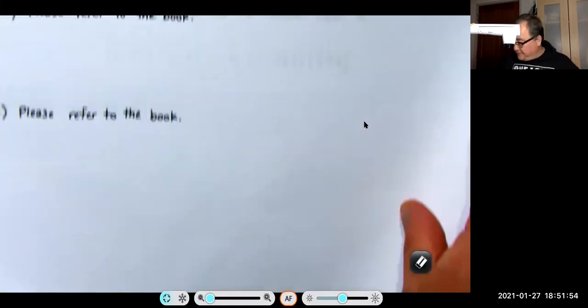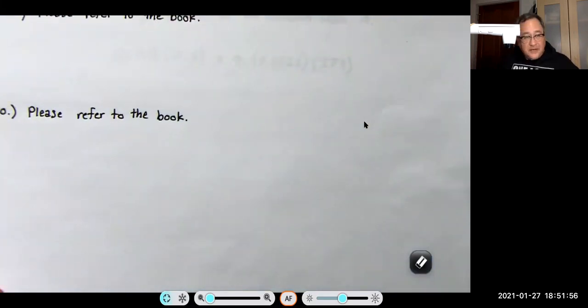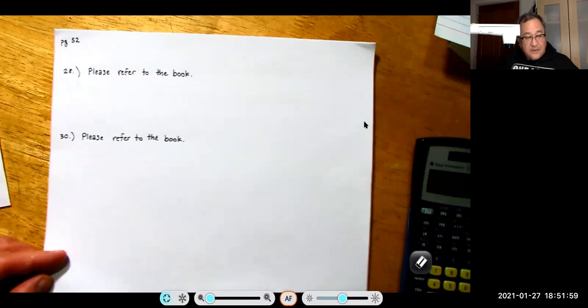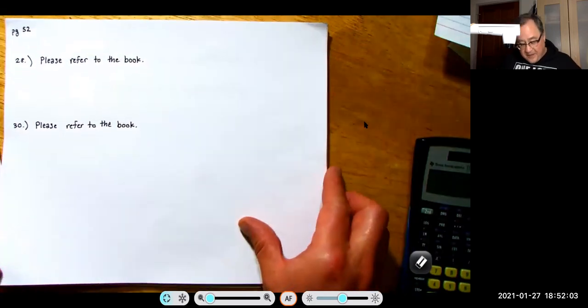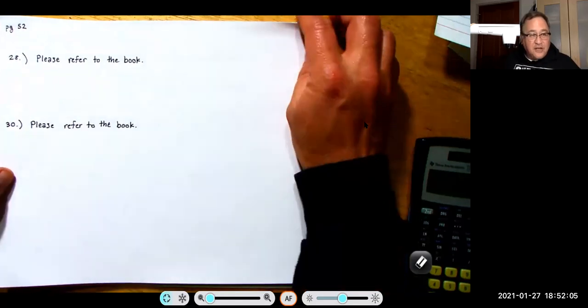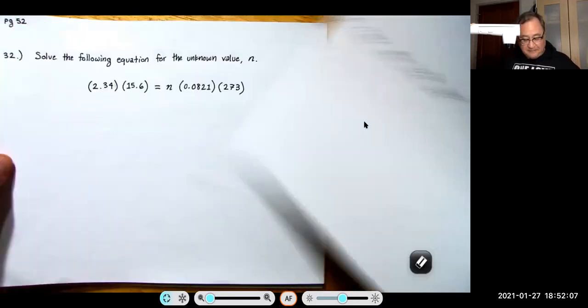Now, these problems here, you can see that it says refer to the book. And the reason is because I'm not writing out these questions. I have someone helping me with that. And I told them if the question's really too long, skip it. So we're going to skip that.